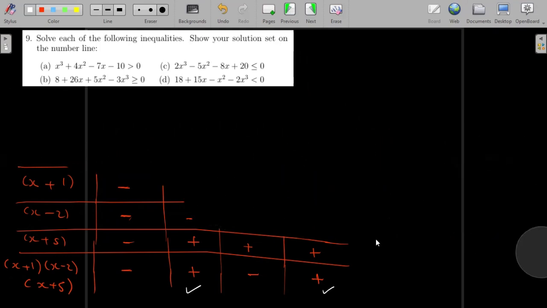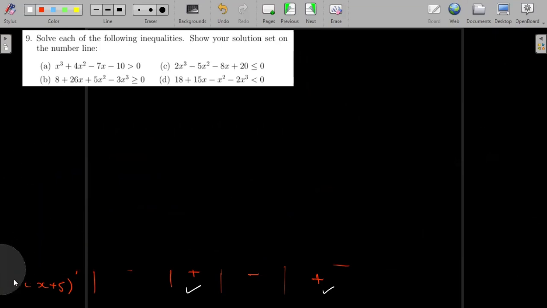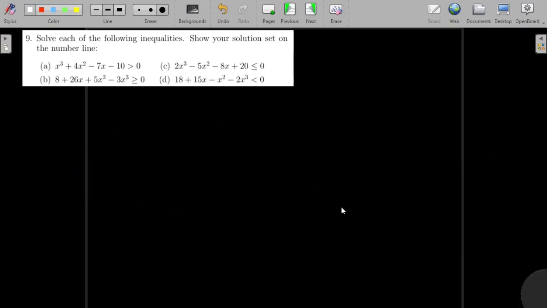So how do we do question C now? For question C, you have 2x cubed minus 5x squared minus 8x plus 20 is less than or equal to 20. So it is less than or equal to 0 now. Strictly less than or equal to. So now what are we going to do?